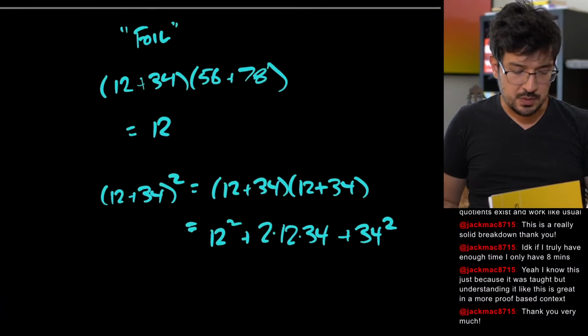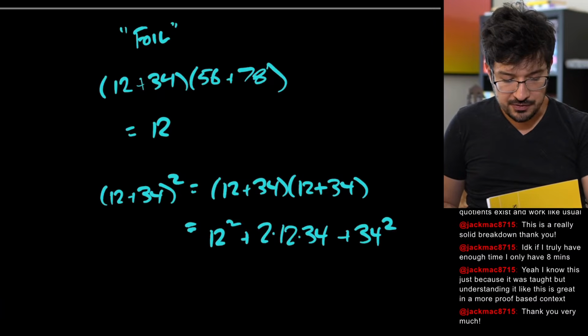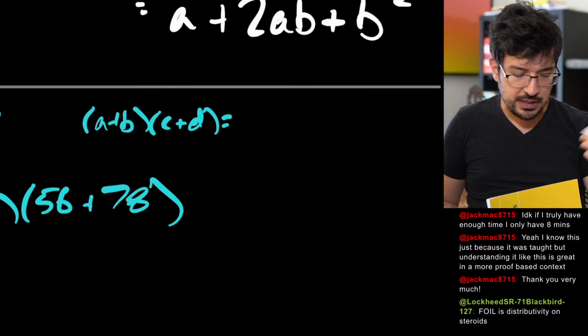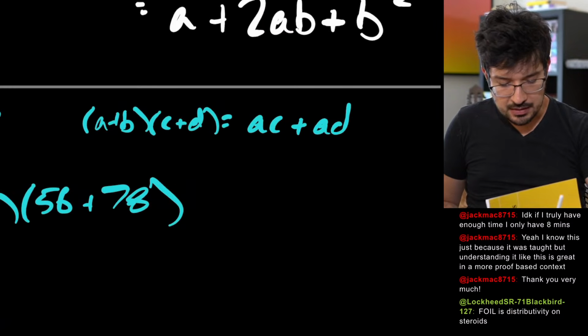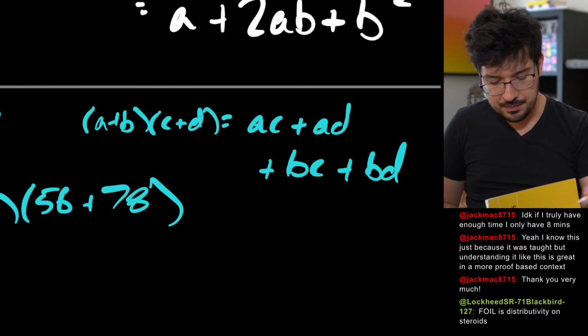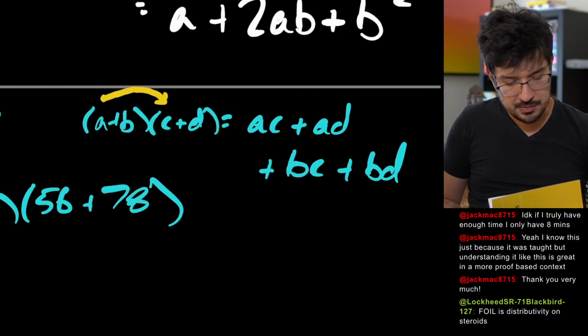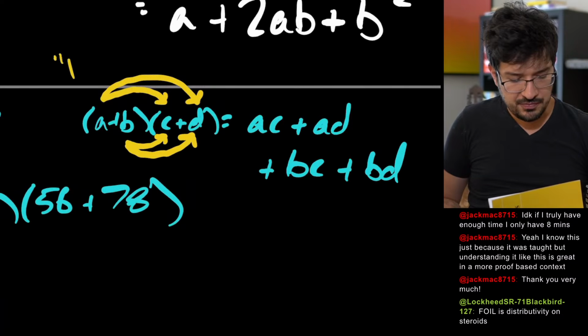So we're used to using this fact, or in general, for 4 different terms, a plus b times c plus d: first, outer, inner, last, ac plus ad plus bc plus bd. Like, we were all taught this. You multiply that one with that one, that one with that one, this one with this one, and this one with this one. And we call this foiling.